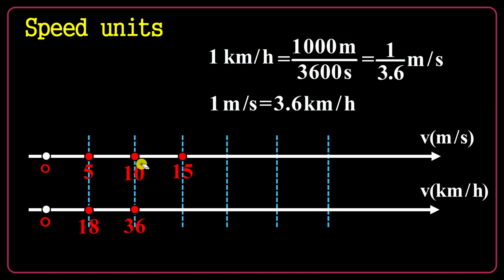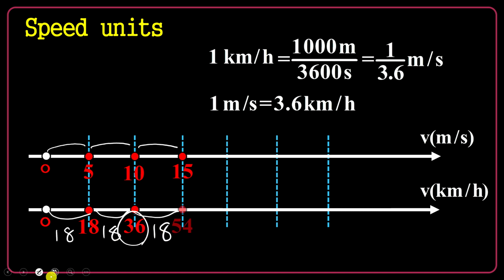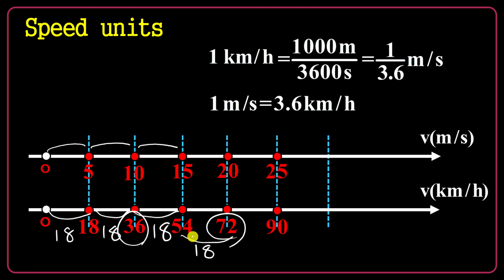That's all. What about the 15? Okay, for 15: 1, 2, 3. 3 steps, each 5 meters per second. Here, 1, 2, 3. 3 steps, each 18. 18, 18, and 18. So you should just add 18 to 36, so you will get 54. That's all. So it's very easy to find another 18 to be 72 kilometers per hour, and then the corresponding value in meters per second to be 20. Likewise, 90 and 25, and 30 and 108. That's all. It's not that complicated.